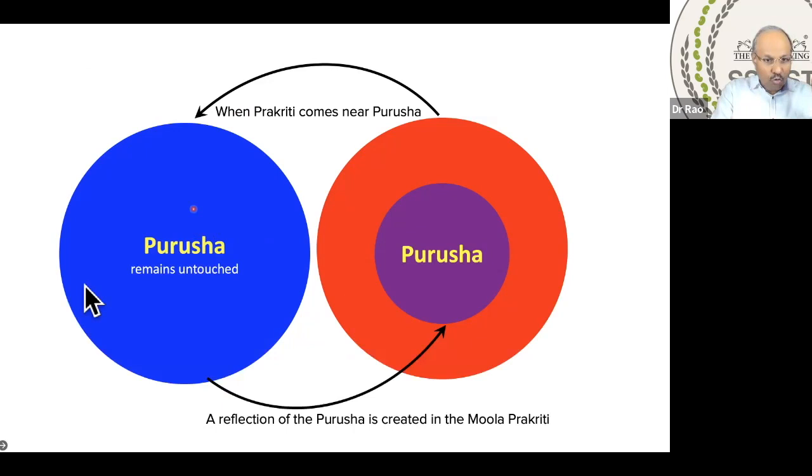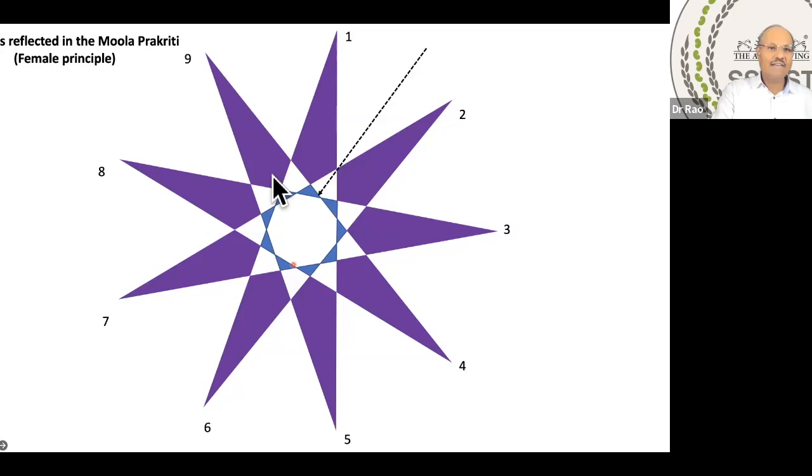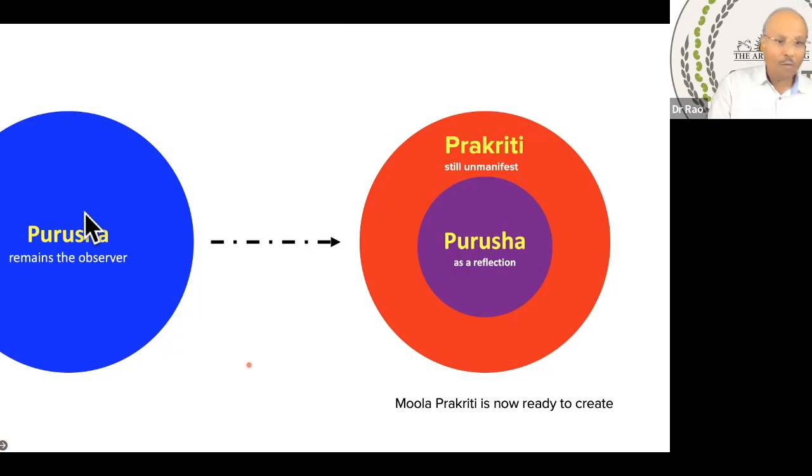So the Purusha does not actually participate in creation. He is the Sama Bhavam, the underlying everything. But he does not participate. It is the Prakriti, which has the reflection of the Purusha, now called the Moola Prakriti, that takes care of creation. So Purusha remains the observer, and the Purusha as a reflection creates the Moola Prakriti, which is now ready to create. How does the creation happen?